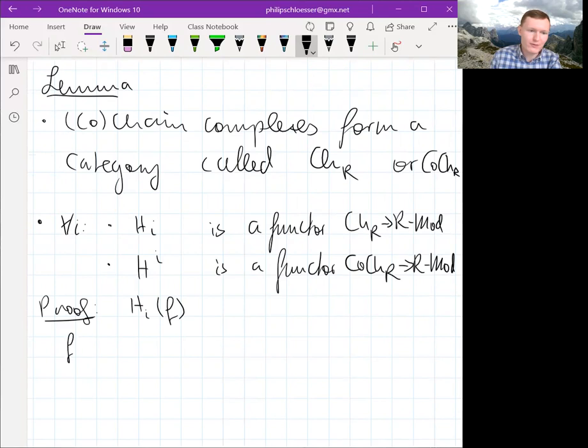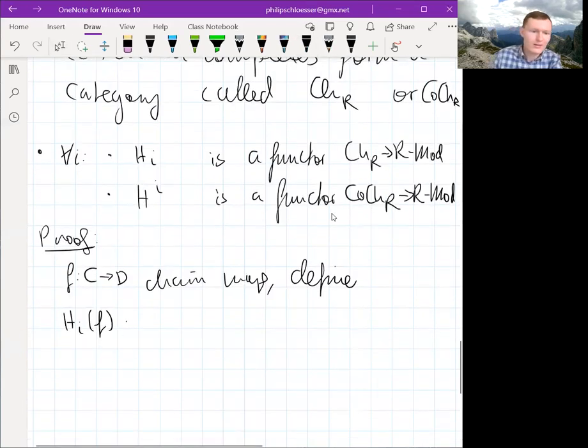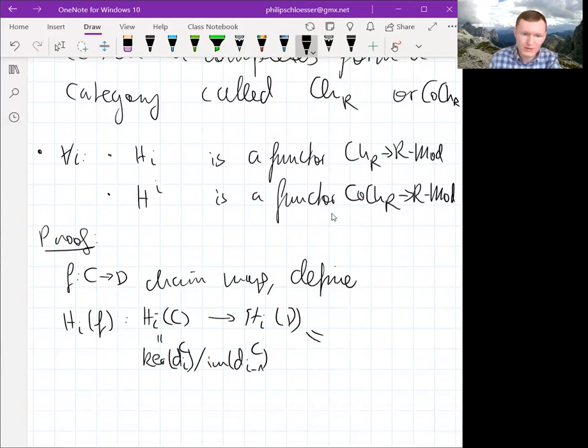So if we have f, a chain map from C to D, then define H_i of f, well, it's a map from H_i of C to H_i of D. What is this? It is the kernel of d_i divided by the image of d_{i+1}, for C, and here.